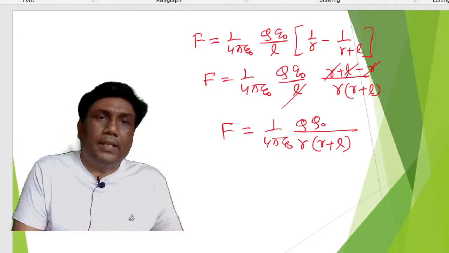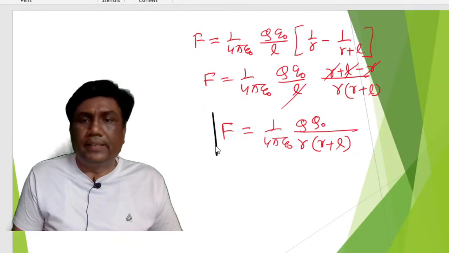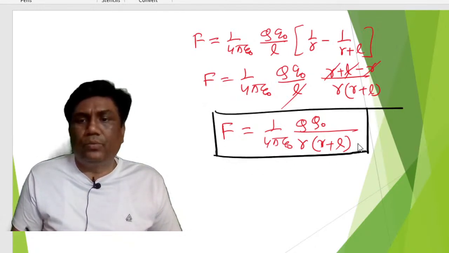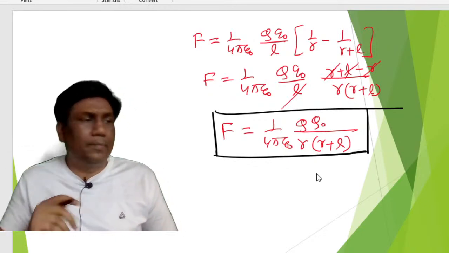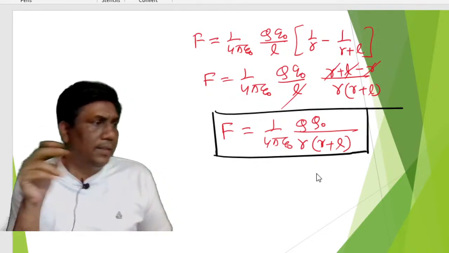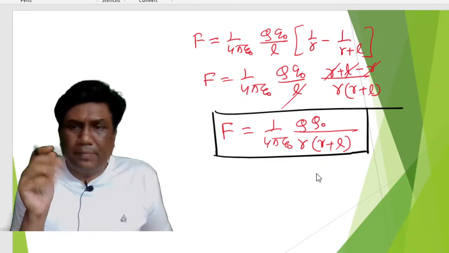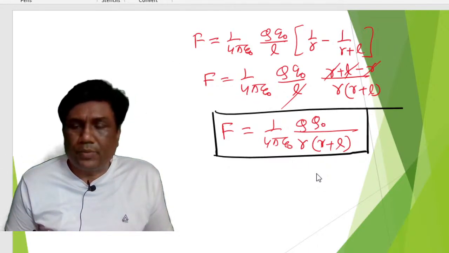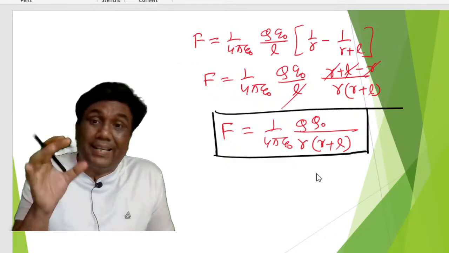So this is, you can say, the final answer. This is the force given by the line charge to the point charge, or by the point charge to the line charge. The direction will be different, but the magnitude will be the same. And you can even check the validity of this expression. Validity means the correctness of this expression.